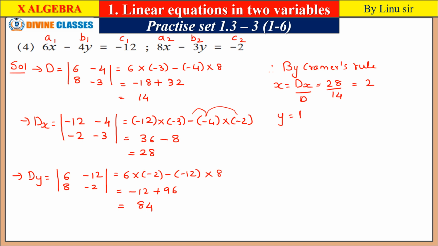Next is y. For y, it is Dy upon D. So the value for Dy is 84, and the value of D is 14. Now 84 and 14 we need to cancel out. 14 into 6, if we multiply directly, we get 84, right? So after cancellation, what we will get? 14 6s are 84. So the final solution we can write as 2, 6.